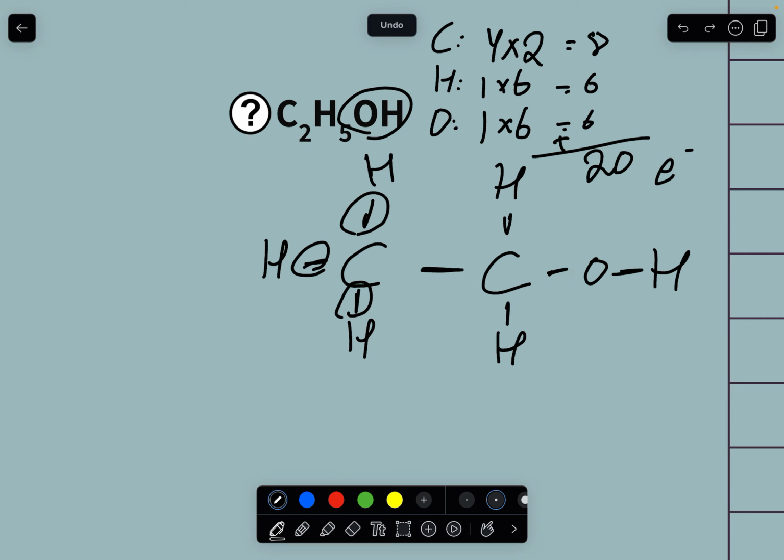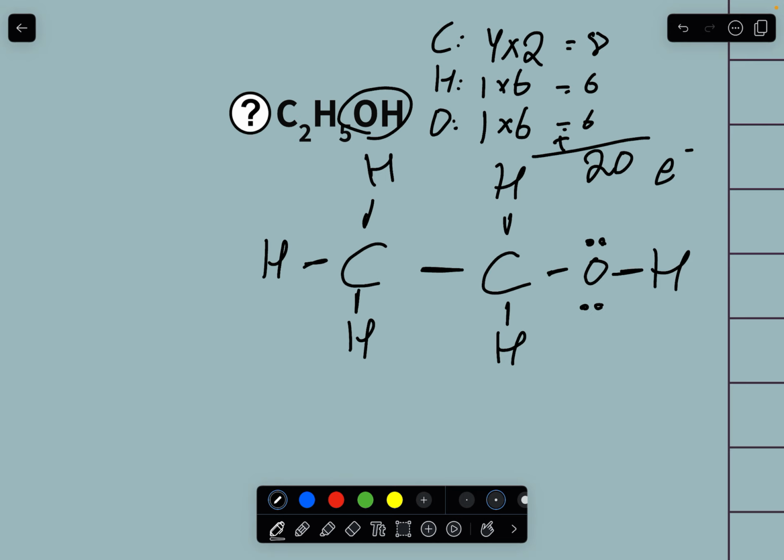So which elements are not following the octet rule right now? The carbons have 2, 4, 6, 8. Those are good. Hydrogens each have 2 electrons on them. Remember, they're an exception. They only want 2. That's good. Oxygen has 2, 4. Remember, oxygen wants 8. So on this oxygen, we're going to put the lone pairs till we reach 8 electrons. So 2, 4 lone pairs. And now in total, we have those 20 electrons.